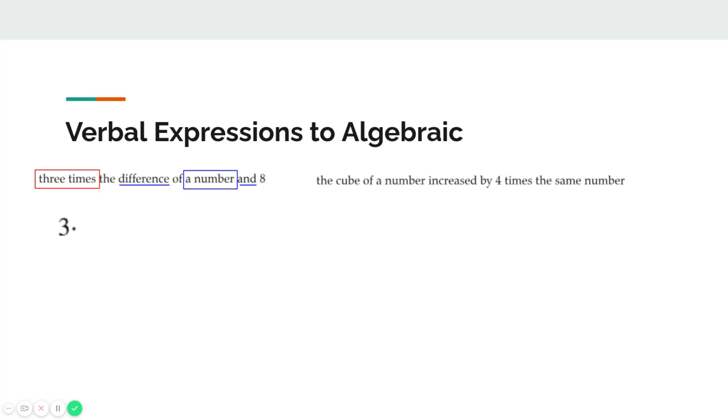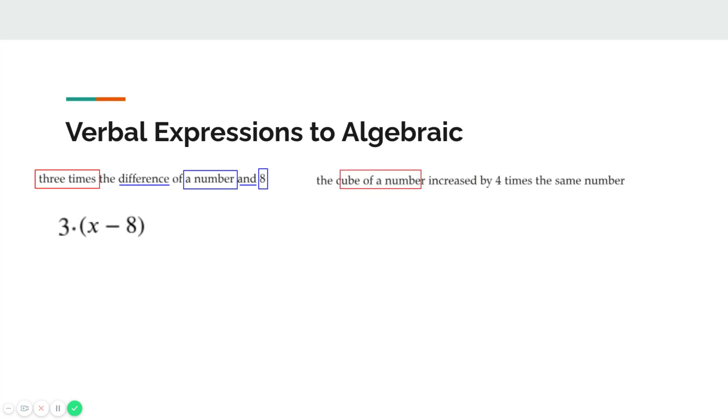A number and the 8. Difference means subtraction. So we'll make up a variable for that number, which is x minus 8. And there is my expression. Keep in mind that if you didn't have that parenthesis there, you were telling me that you're only multiplying the x by 3 and not both the x and the 8. So there's the answer for that one.